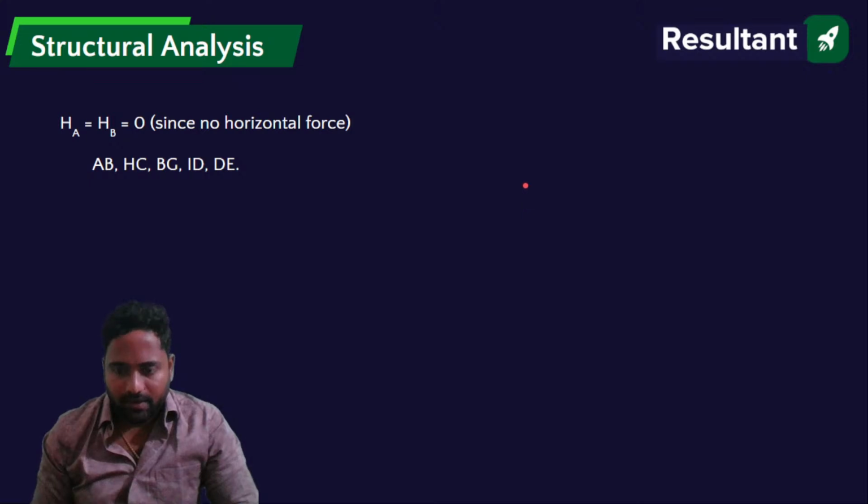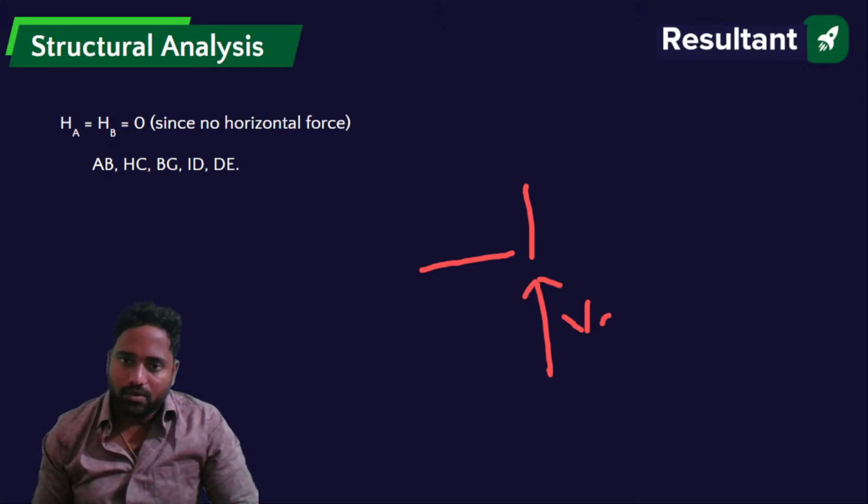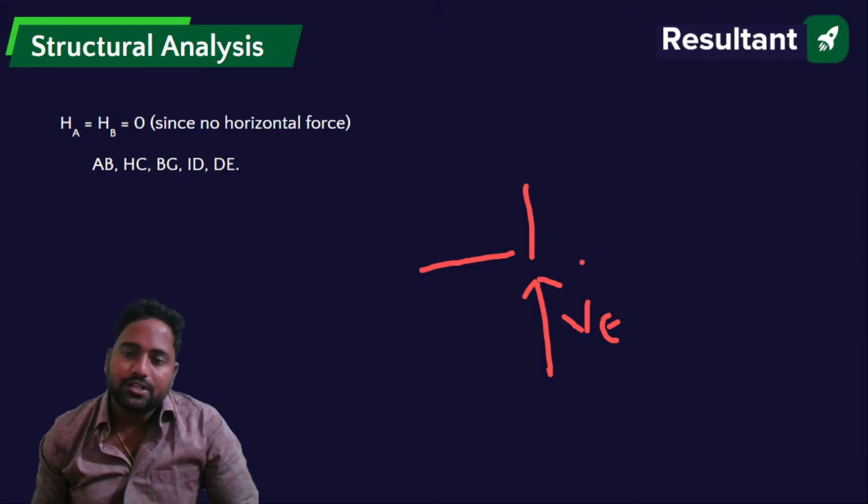If I take joint E, there will be a vertical reaction, VE. But will there be any horizontal reaction? No horizontal reaction, because at a roller support there will be only one reaction, perpendicular to the support. So here it is a vertical reaction. There is no horizontal reaction.